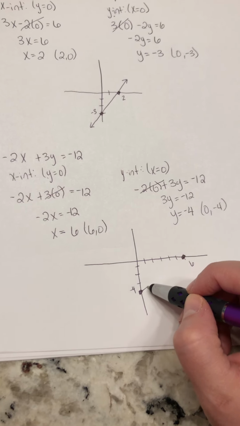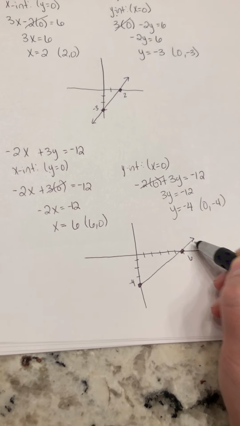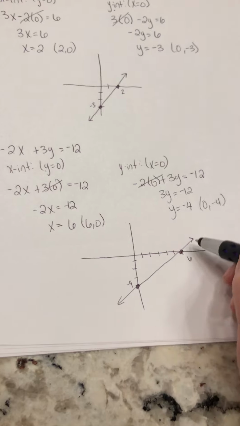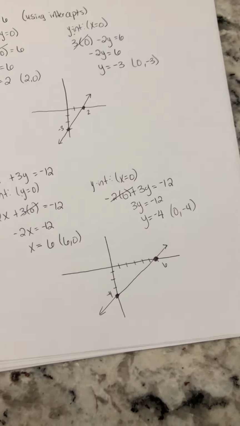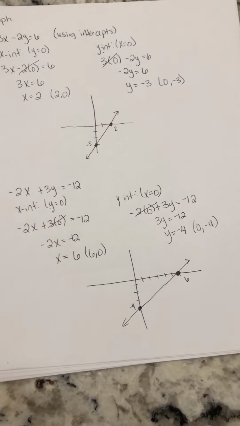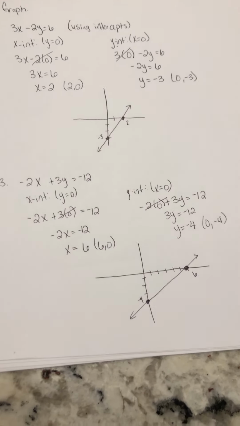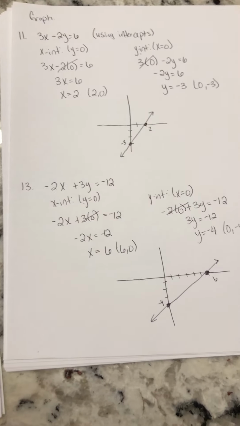And again, like I said, it doesn't have to be perfect. Just make your dot bigger if you miss a little bit. So if you have to graph using intercepts, that's all you do. Plug in a 0 for x, a 0 for y.